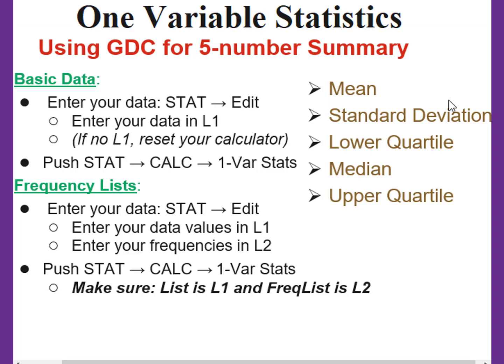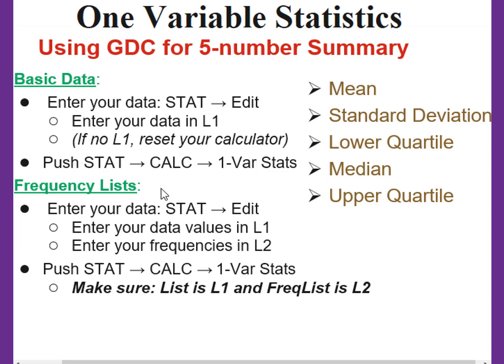Today's lesson is about one variable statistics. We want to use a graphing calculator to figure out a 5-number summary, which means mean, standard deviation, lower quartile, median, upper quartile. For the basic data, where each data value only appears once and all the frequencies are 1, you just need to put your data into L1, then push stat, go to calculate, then press one variable statistics. You will get all these values.